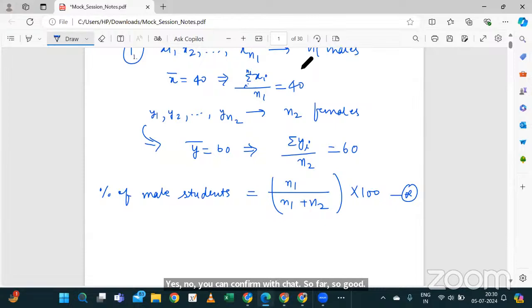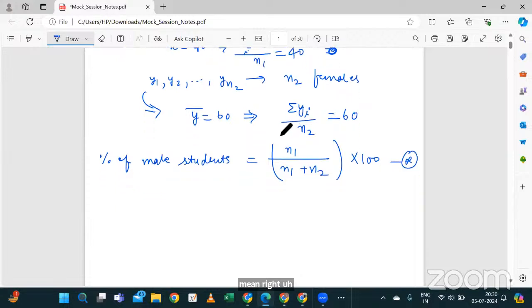Okay, great. But we don't know the value of N2 and all. So what we will do, we will start from here, right? Because anyway, we know the total mean, we know the individual means and all. So I will start from here. So what you can do from here, okay?